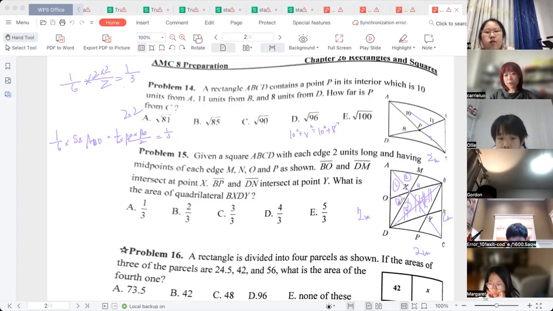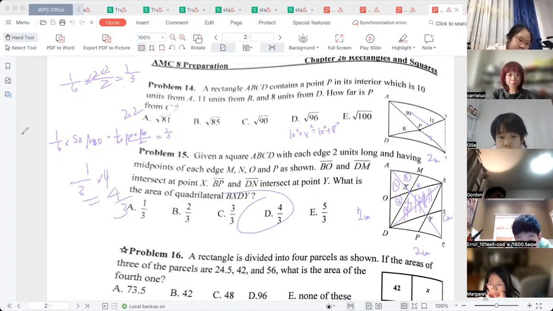So you can take a look at this one. What is the area of the middle one? It's 1, 2, 3, 4. So basically it's 1/3 times 4 equals 4/3. So the answer is D.